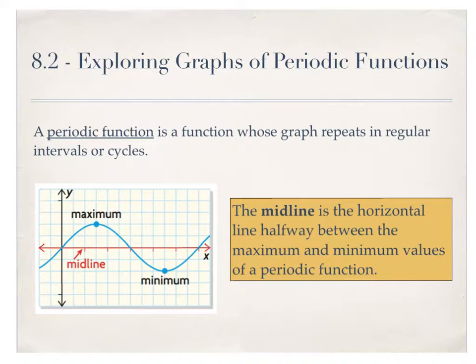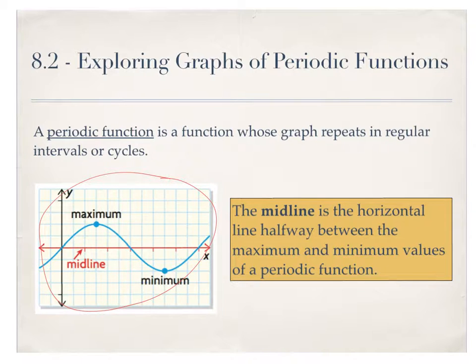Okay? So first of all, a periodic function is a function whose graph repeats in regular intervals or cycles. If you look at the picture down below, you can see what a periodic function means. That function is going to keep going up and down, up and down, up and down forever.